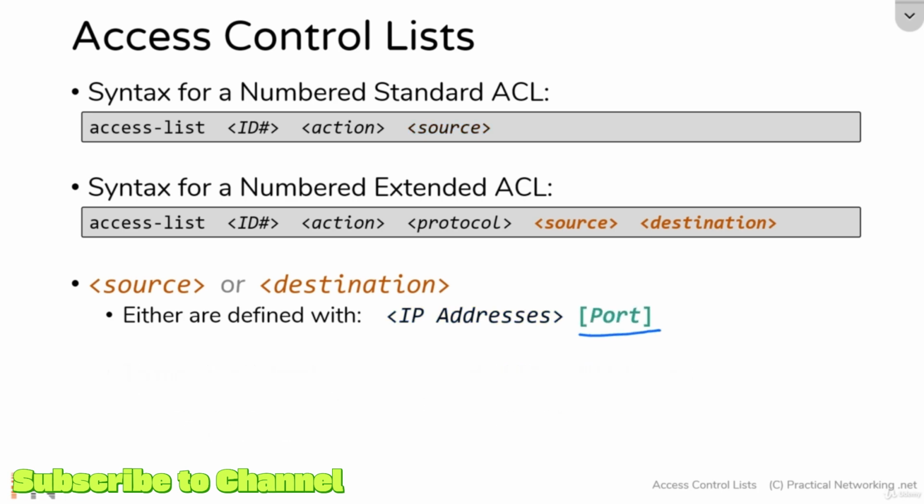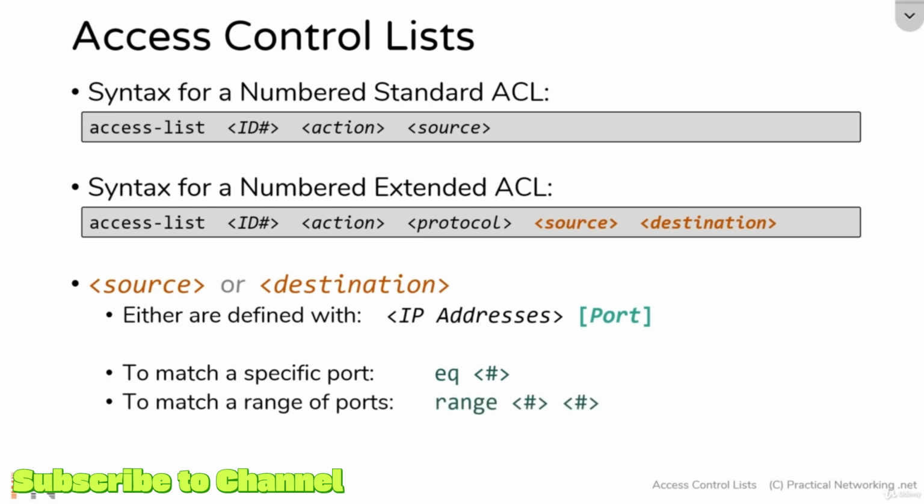Now remember, ports can only be specified in an extended access list. You cannot specify ports in a standard access list. Either way, if you choose to specify ports, you have a few different options. To specify a single port, you can use the keyword EQ and then list that port number. The EQ here stands for equals. You're saying the port must equal such and such. To specify a range of ports, you would use the range keyword, and then you would list the starting port number and the ending port number. Keep in mind, this is an inclusive range, which means if you list a starting port number of 20 and an ending port number of 25, you're specifying to match 6 different ports.